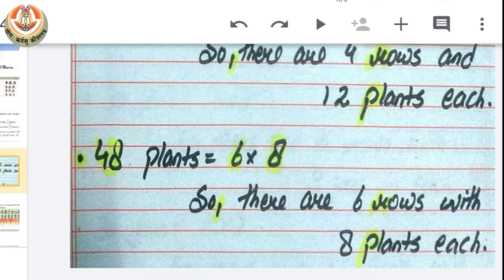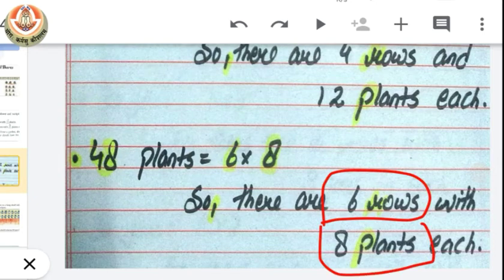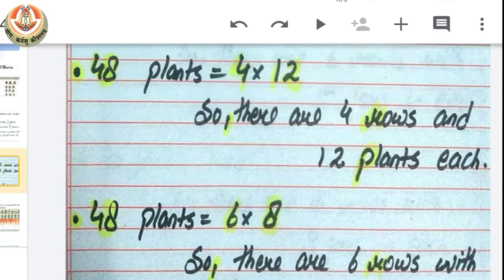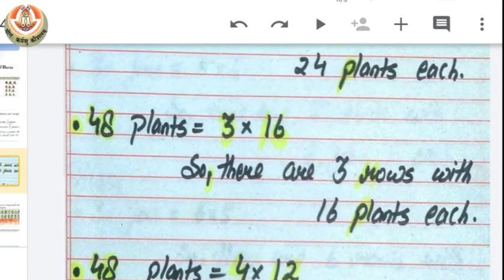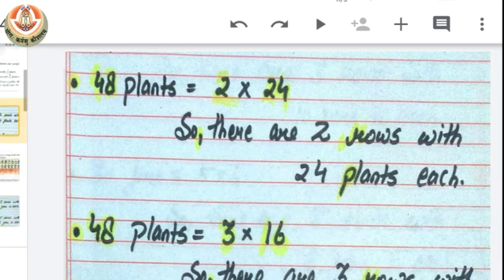Now, what if we want to make a total of 6 rows? Then there will be a total of 8 plants in each row and we will have a flower bed of 48 plants. So you can easily see how we can make the kinds of flower beds for a particular number of plants. Okay, let's move on to the next activity.